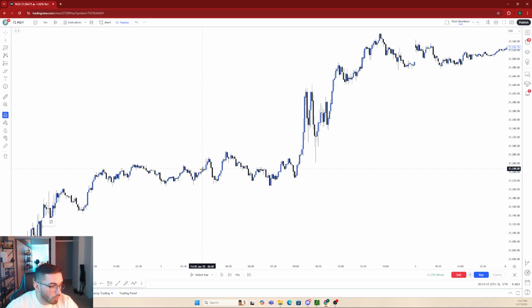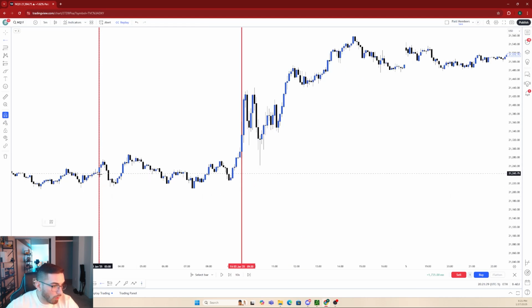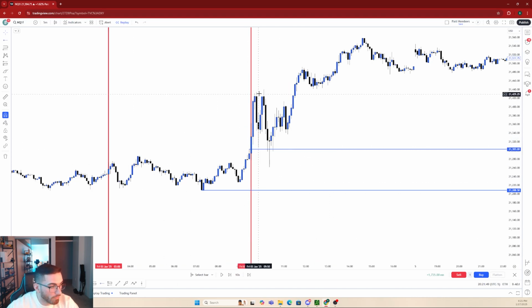Let's find our London open at 3 a.m., which is right here. Where's the New York open at 9:30? That is going to be right here. Let's go ahead and mark the low, which is going to be this point right here. The high is going to be right here. Price ends up breaking above that London high. What does it do? It gets really close to testing it right here before bouncing back up.